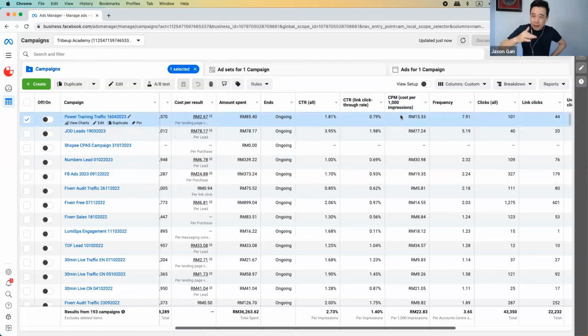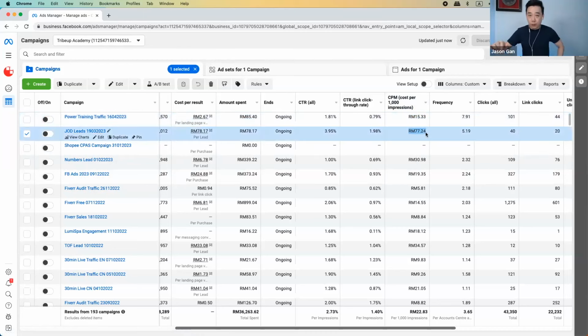Now, when the CPM is radically high, like for example, let's take these two. Normally, let's say it's 15 and now it's coming up to 77. Then, of course, we need to do something. It could be really because of the audience that we are targeting. Then we have to check, is there any external factor, like is there any festive season, any sales season? If there is, then we have to understand that, okay, this could be temporary, and then we don't want to fix it. We don't want to take rushed action on this.